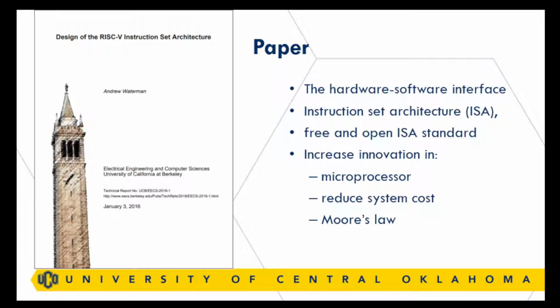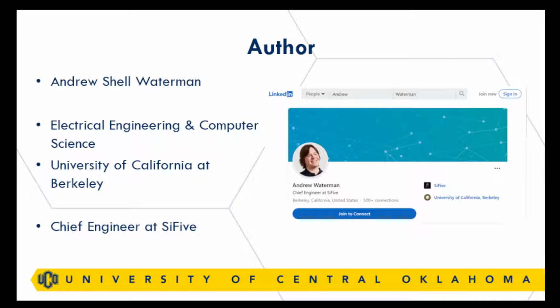It also reduces system cost, and as Moore's definition contains, it eased the transition to more specialized computational devices. As the RISC-V architecture, it is a load-store architecture. Its floating point instructions use IEEE 754 floating point numbers. So in the next slide, I'll be talking about the author.